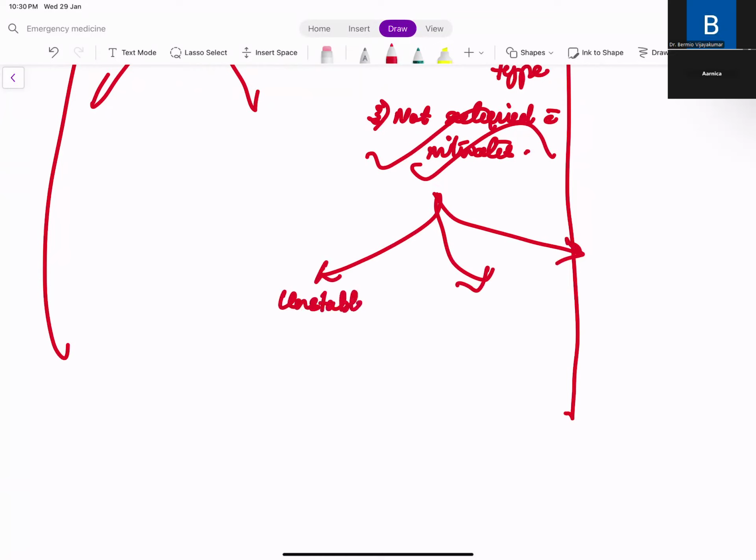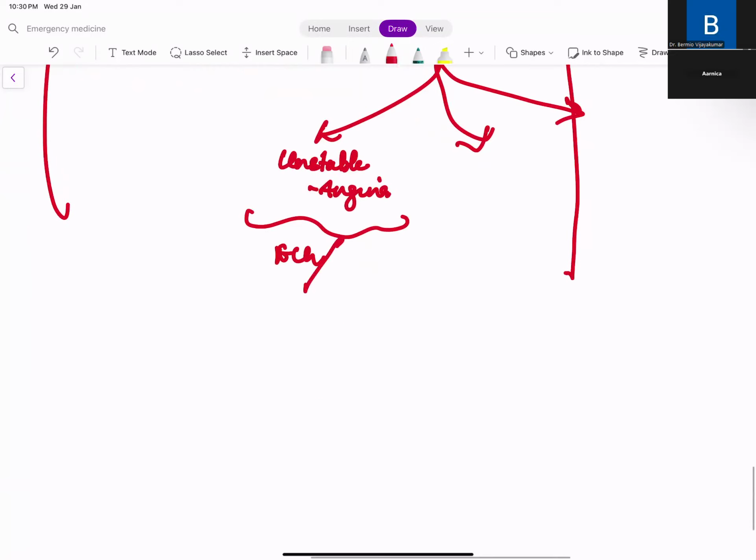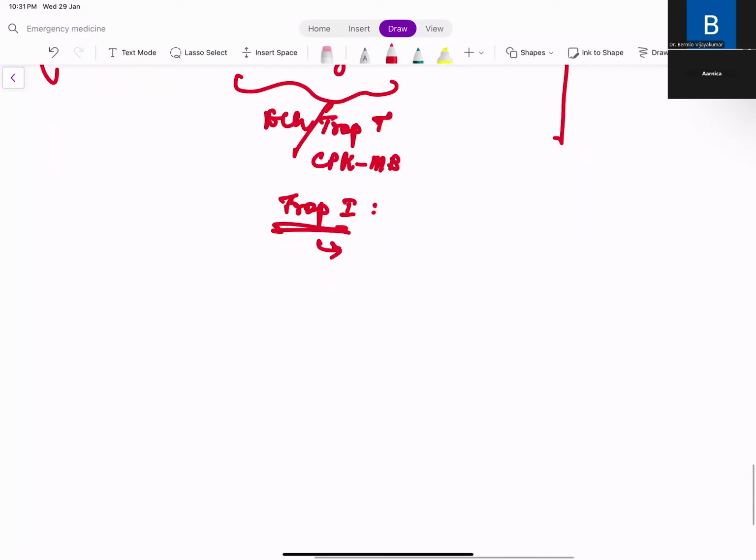So it remains as unstable angina when the ECG is normal, like the pain is typical, but ECG is normal, and cardiac biomarkers. So we send two cardiac biomarkers, troponin T and CPK-MB. There is another troponin which is called troponin I. Troponin I is preferred in cases of CKD. In CKD, both troponin T and CPK-MB may be falsely elevated.